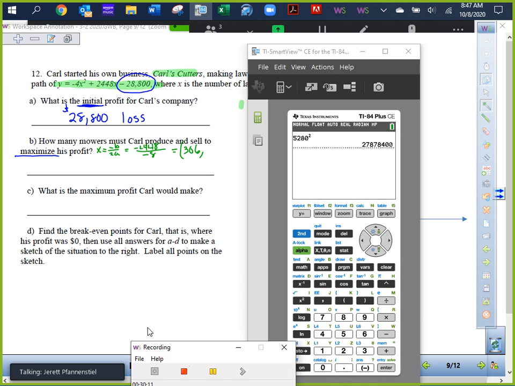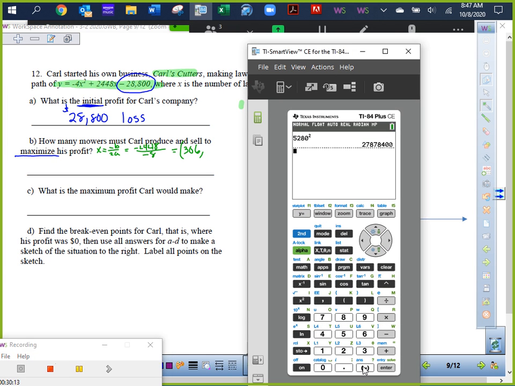So move this out of the way. Negative 4 times 306 in parentheses, quantity squared. Damn it, this calculator.